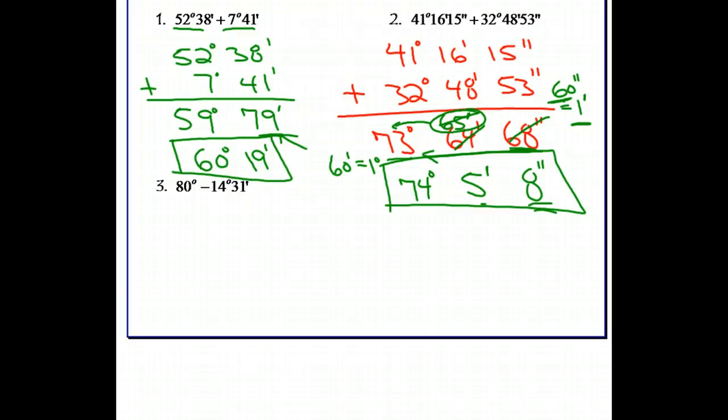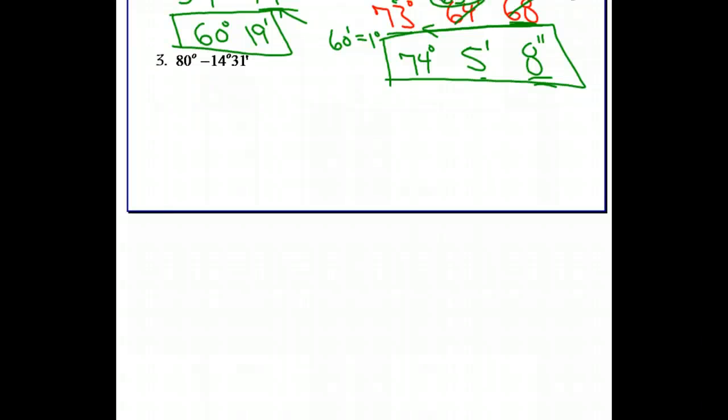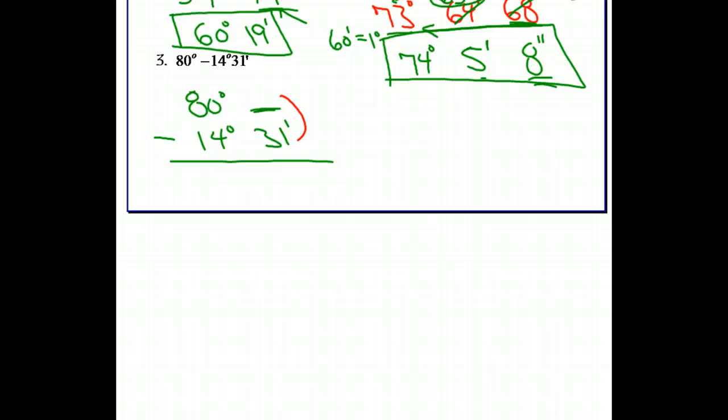So a nice practice. All right, next one. Let's do subtraction. Here's 80 degrees. I'm going to take off 14 degrees and 31 minutes. And right now there's nothing over here for minutes. I want to subtract. And you know when you subtract, you take the top and you take off the bottom. But there's nothing up here. So how can I have nothing and take off 31 minutes? You can't do that. So come over to the 80 degrees.